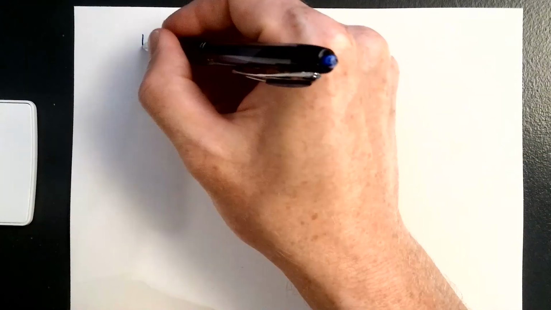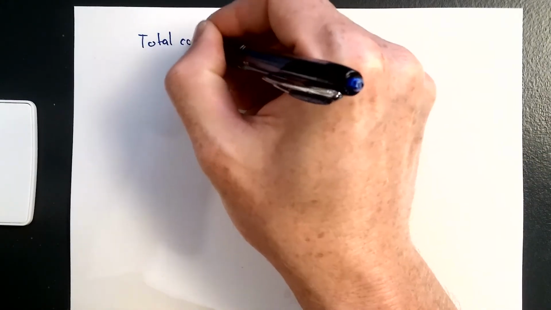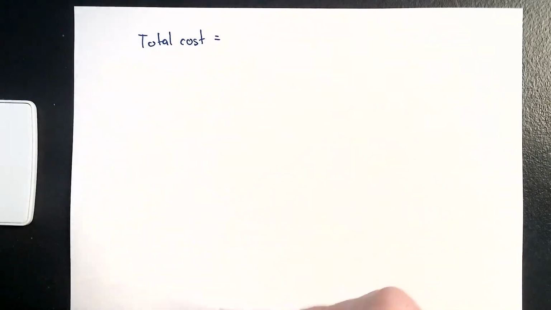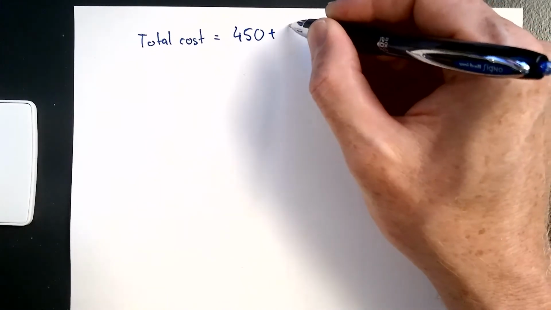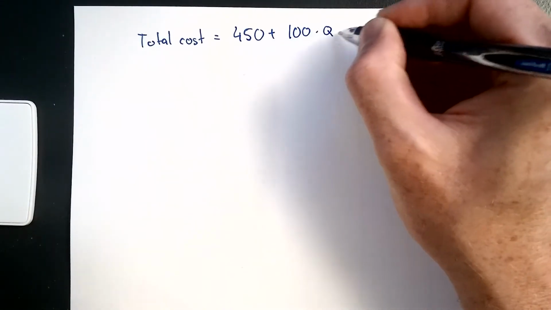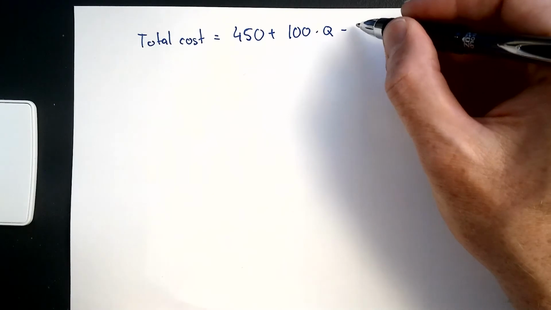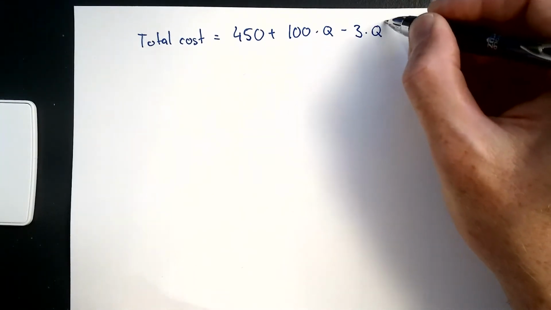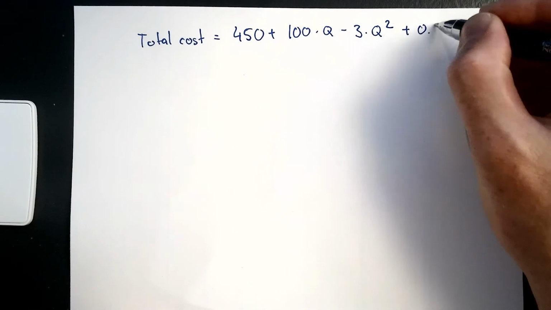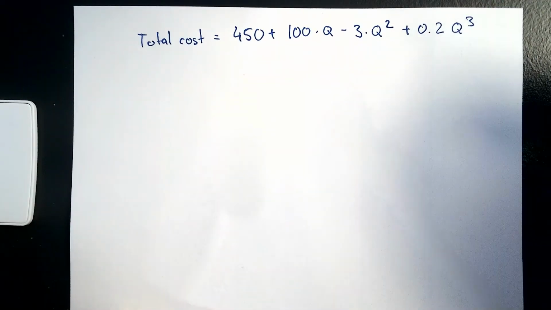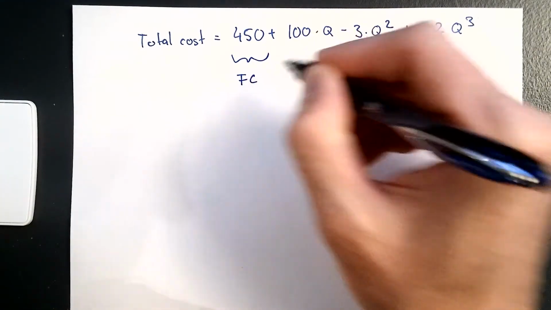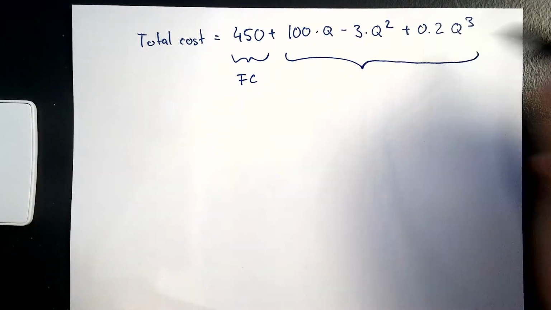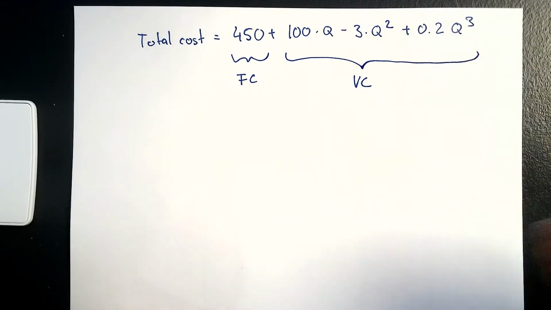So for what we are going to do next, assume that the total cost function is equal to a fixed cost of $450, and the variable cost part is equal to 100 Q minus 3 times Q squared plus 0.2 Q cubed. Okay, so here you have the fixed cost, and this part here represents the variable cost.